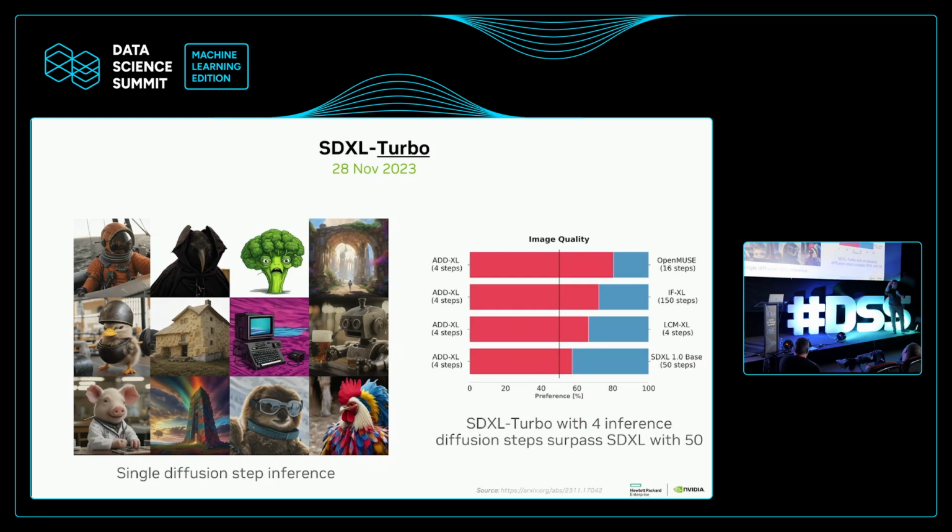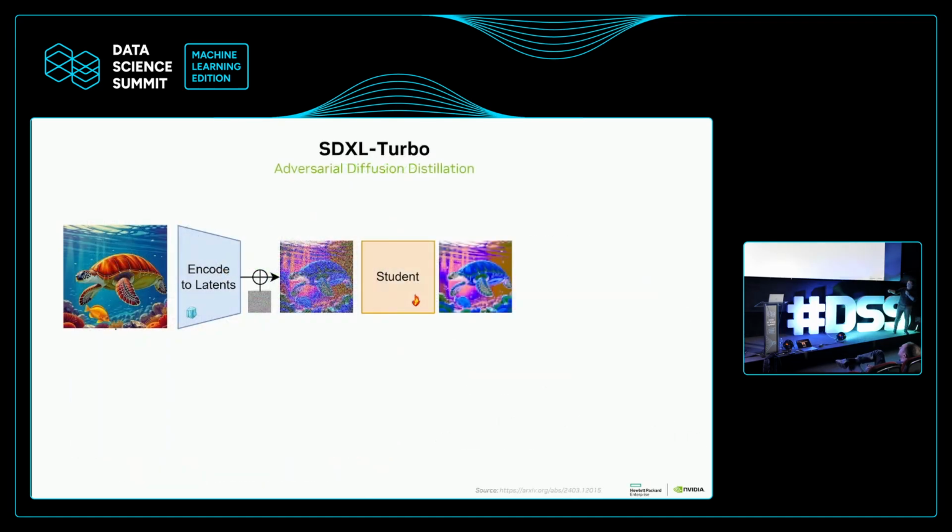So basically we went from 50 diffusion steps to just 4, and we have a better quality. So how does it work? We start with an image coming from our training dataset. We use a pre-trained encoder to encode it into the latent space. We add some noise to this image, and we ask our student model to denoise the image.